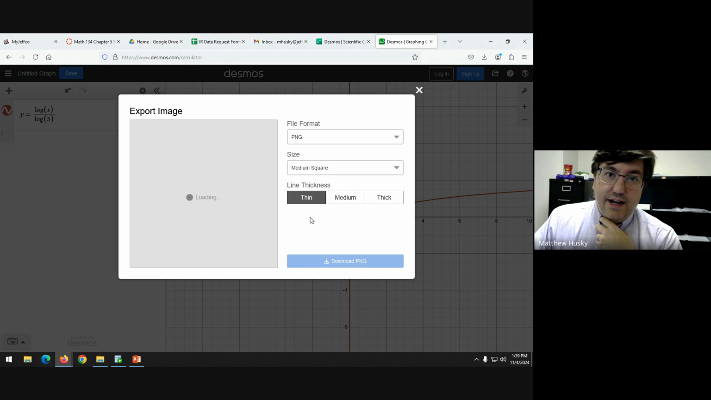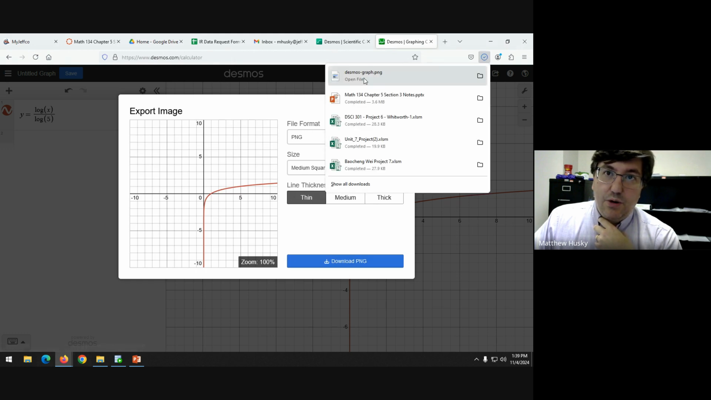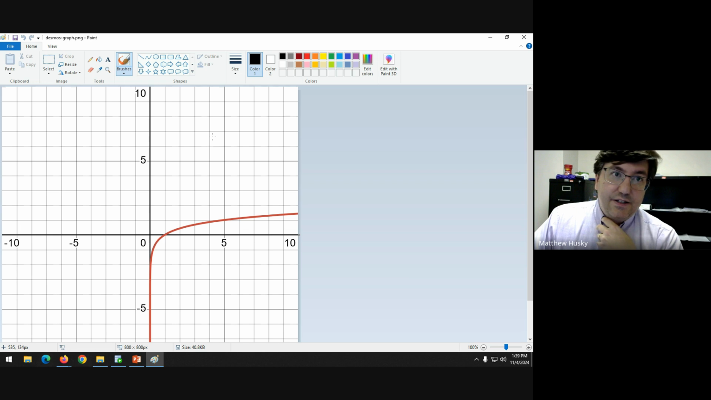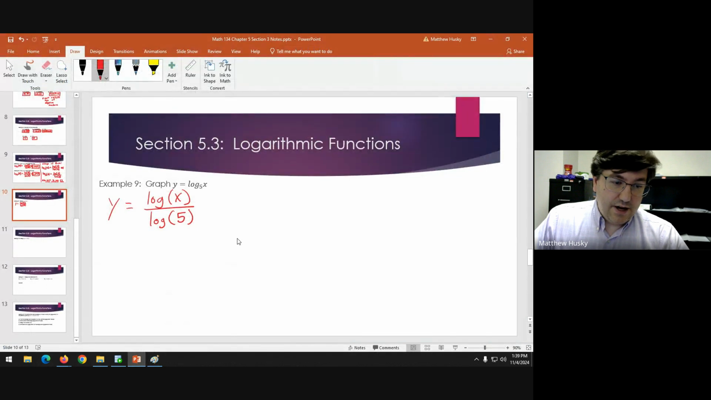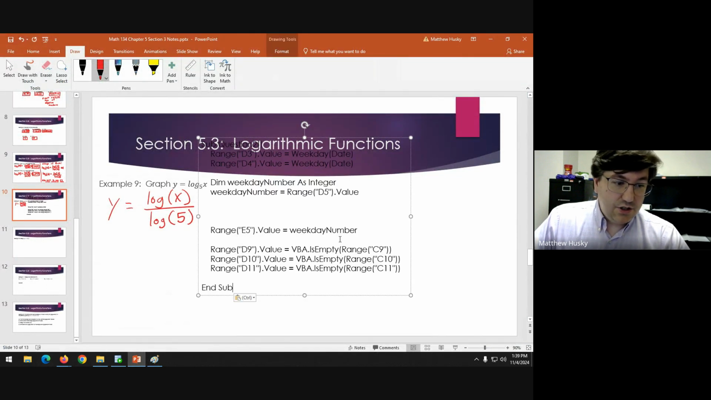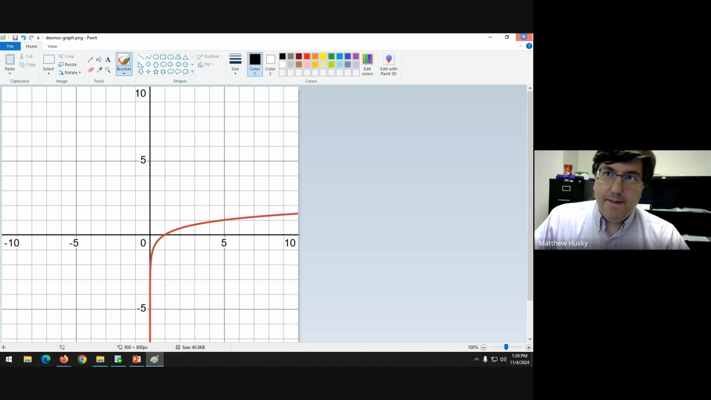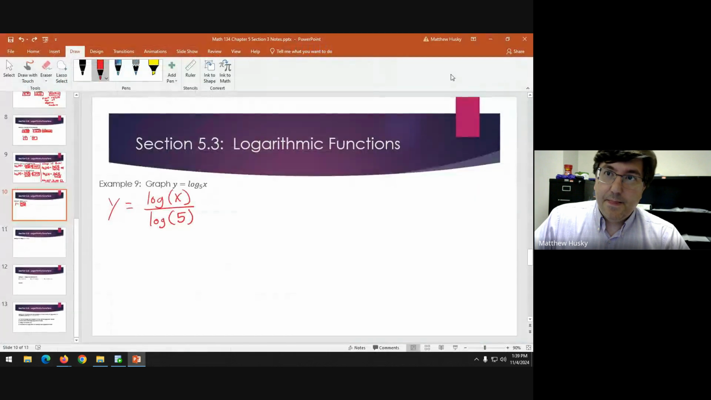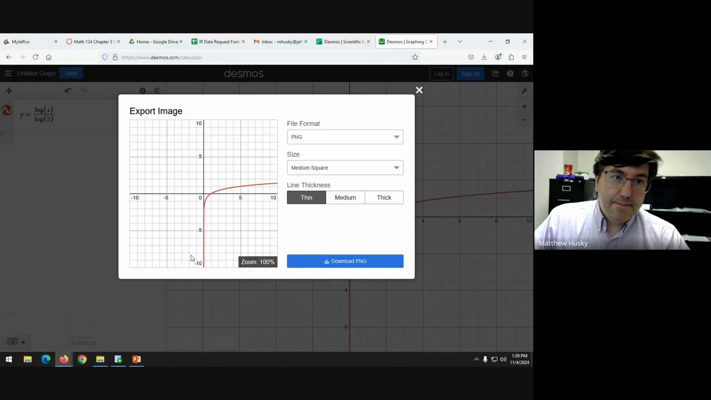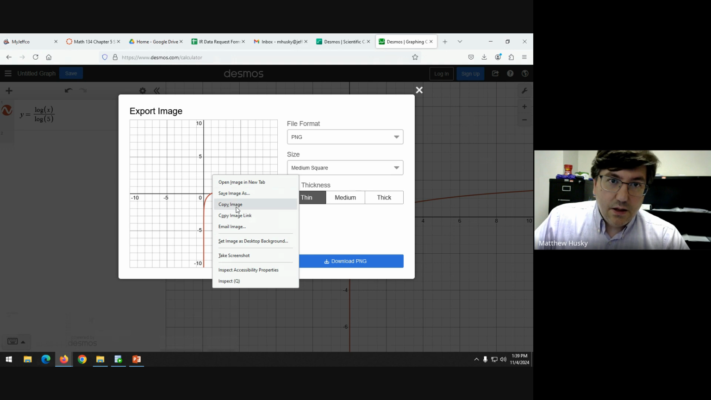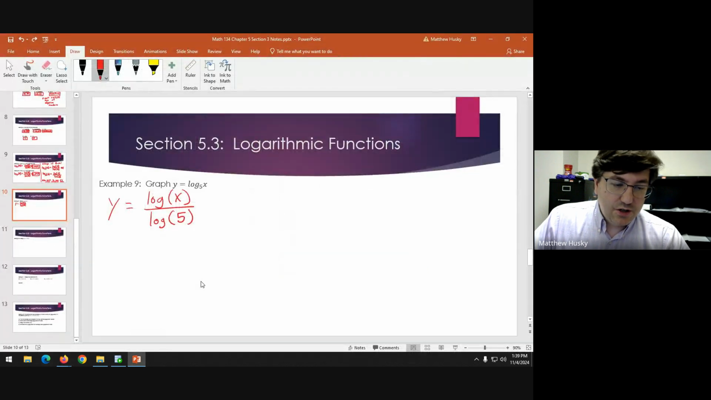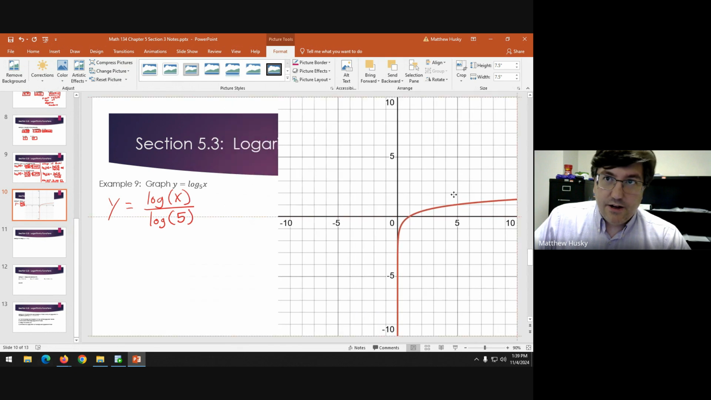So that is how most garden variety logs are graphed. Copy image. Ta-da! Okay, there you go.